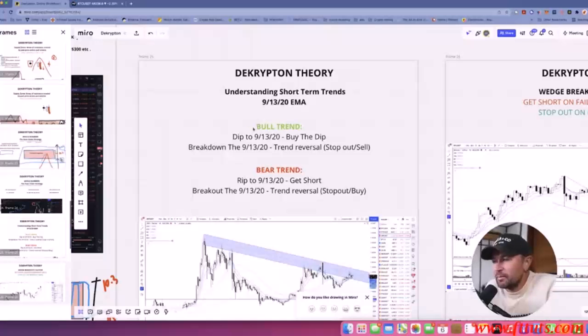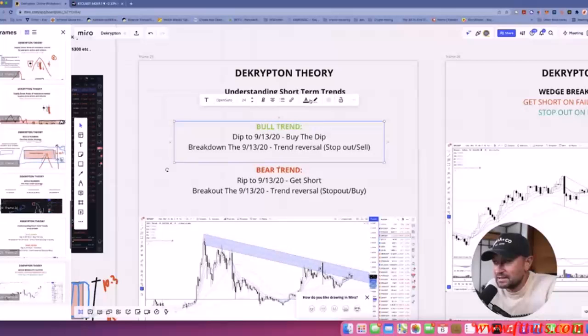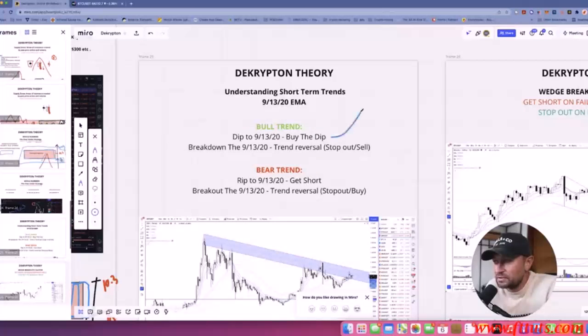So essentially, in a bull trend, a dip to the 9, 13, and 20 is an area where you're going to want to buy the dip if you're long, or if you're short, you might want to be locking in profits because there are going to be a lot of people buying the dip and things might see a massive boost off that zone. But if things break down below the 9, 13, and 20 EMA, this is definitely an area where things might get absolutely crushed and you might want to stop out and sell.